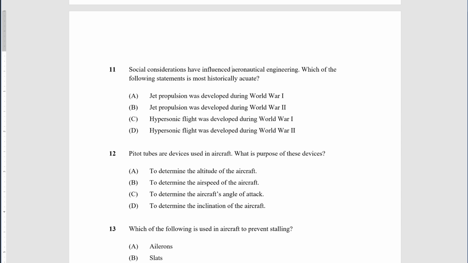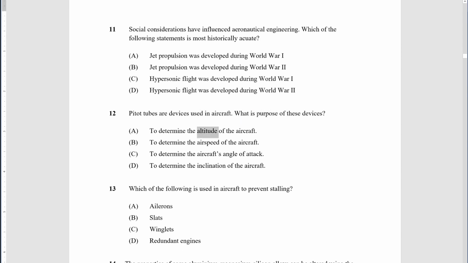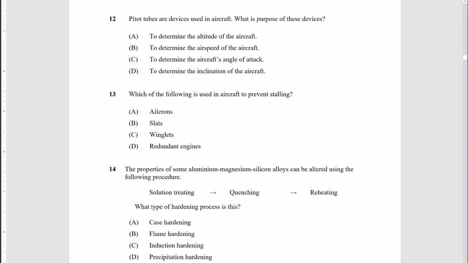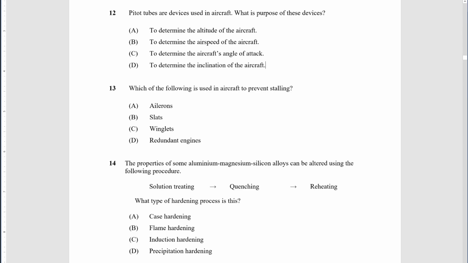The answer that I was looking for was the airspeed, but if you had gone with altitude, I would now mark that as correct. Which of the following is used to prevent stalling? Slats, flaps, and slots. It's going to fall.